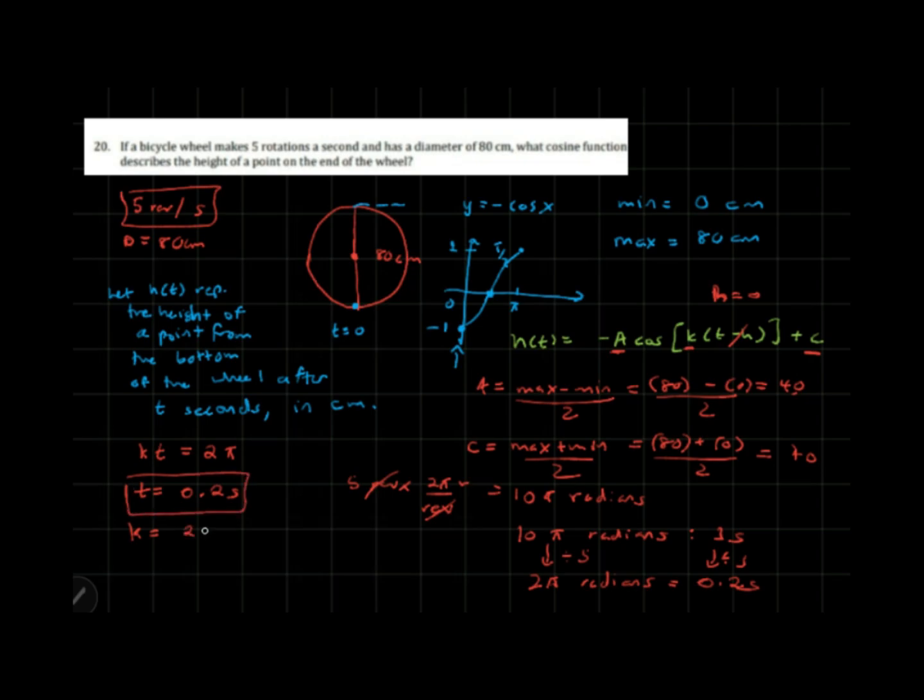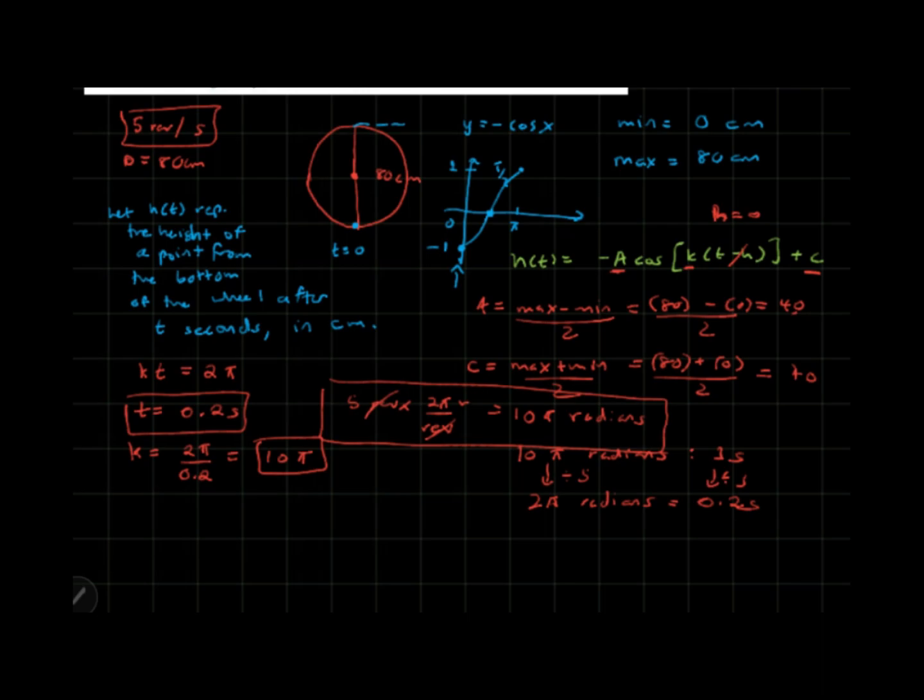K here is 2 pi divided by 0.2, which is basically 10 pi. Okay, so it's basically 10 pi, right? So it's literally the same thing as figuring out the angle equivalent of the revolutions. I just wanted to show you both ways. So we have 10 pi.